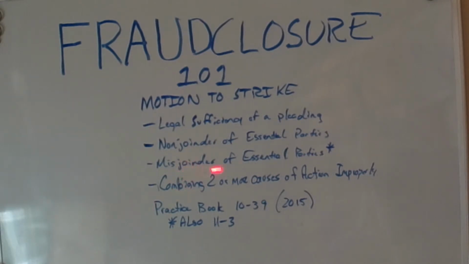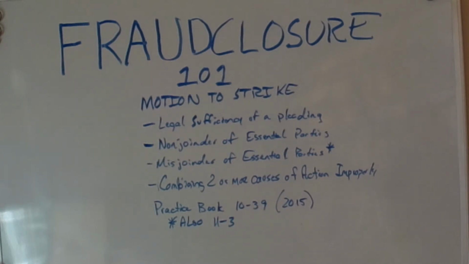Sometimes you will also see they've named improper parties to the complaint, and a motion to strike is also used to address misjoinder of parties. Now, misjoinder is defined as when a party has been included and they're not an essential party. Now, you also want to look at Practice Book 11-3, which says the exclusive remedy for misjoinder is a motion to strike set forth in Practice Book 10-39.